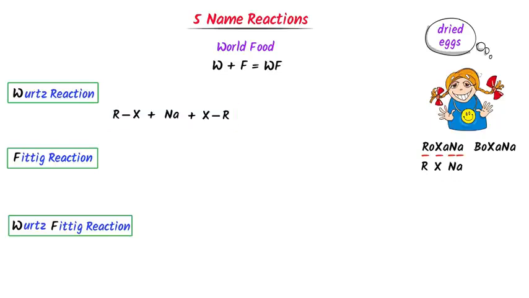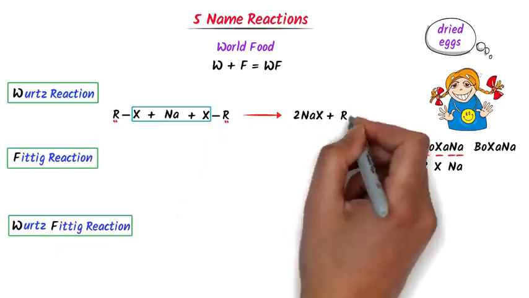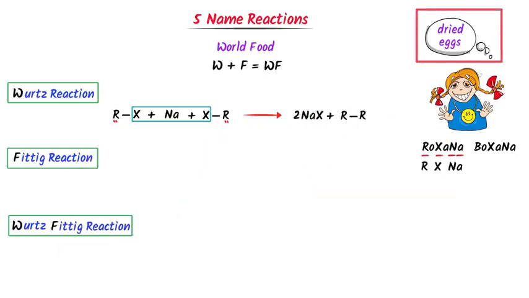So here, sodium will react with these two X or halogens and we will get 2 sodium halide. This R and this R will combine together to form alkane. This dried eggs stands for dry ether. Thus this is the Wurtz reaction.